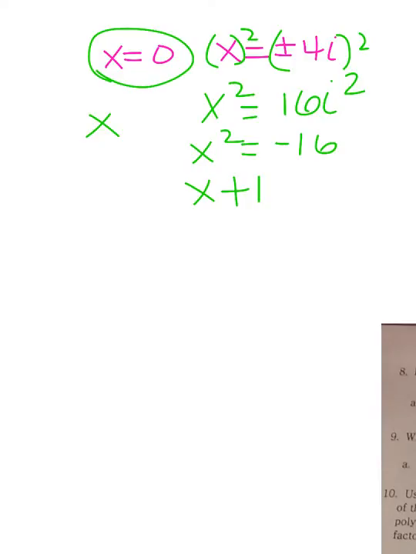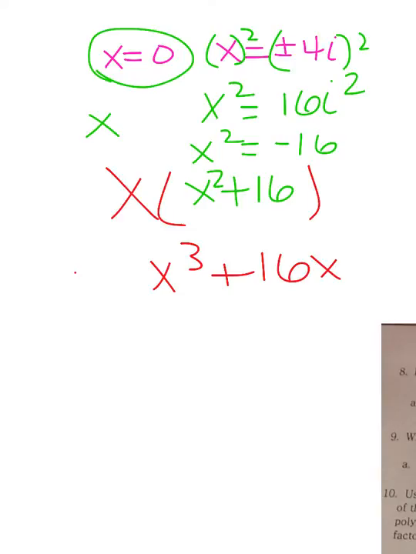So I have x squared plus 16 here. Now I take my other factor, x, and multiply them together. So I get x cubed plus 16x, and it has to be represented as a polynomial function. So it's f of x equals x to the third plus 16x. All right, let's take a look at number 9b.